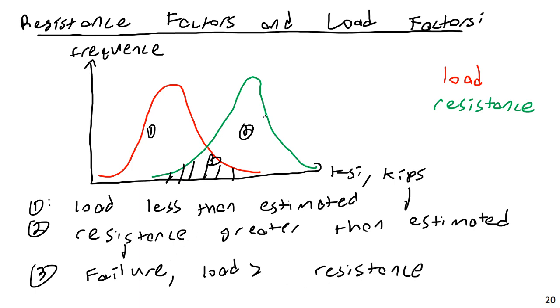So basically what happens is when you apply a resistance factor, you're effectively shifting this thing to the right. So you're decreasing the size of this overlap zone because you're making your members stronger than they would otherwise be. Our goal as engineers is to make this as small as possible. However, it is impossible to eliminate the overlap region. Completely impossible to eliminate this overlap region.